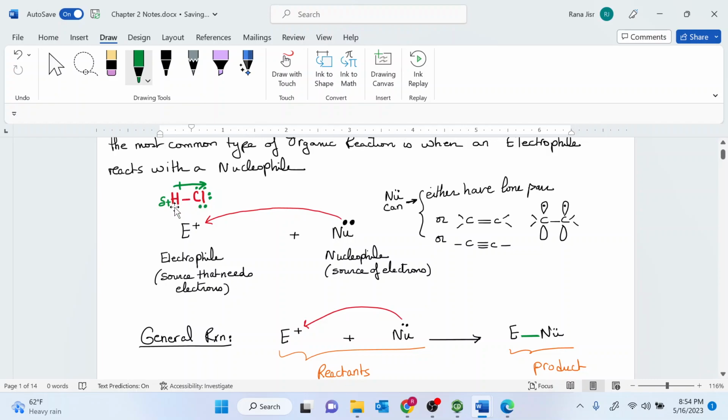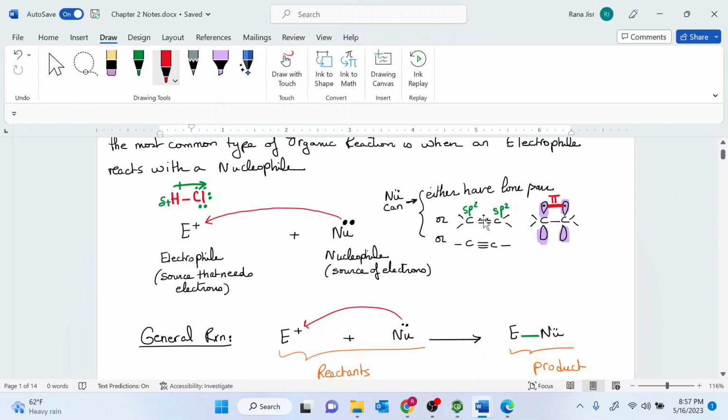So this is why if you have an electron source like a nucleophile, then you're going to have an immediate reaction where the nucleophile is going to share its electrons to make a covalent bond with the hydrogen. So nucleophiles are source of electrons, and the nucleophiles can either have a lone pair or they can be in a form of a double bond and a triple bond. Remember that a double bond is an overlap of two p orbitals. And we know that in each p orbital, there is an electron in there. So when the electrons overlap, they make a pi bond.